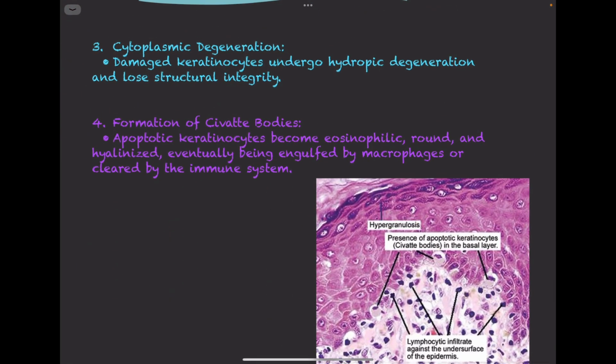then the last step would be the formation of civatte bodies, right? So these apoptotic keratinocytes eventually become eosinophilic, round to ovoid. As time passes further, they become hyalinized, slightly translucent, and then they are engulfed by the macrophages themselves, right? So this is one fate: either the macrophages will come and consume them or they will be cleared by your immune system. But the main point here is that their presence itself can help you distinguish many autoimmune mediated disorders. Particularly, they will help you distinguish between your autoimmune disorders versus other conditions.